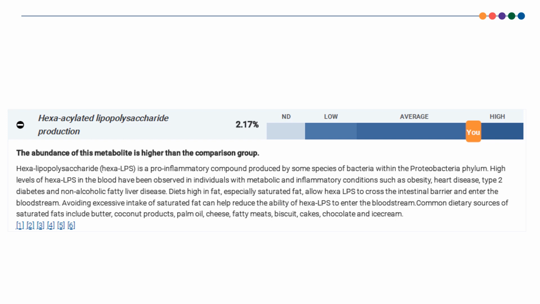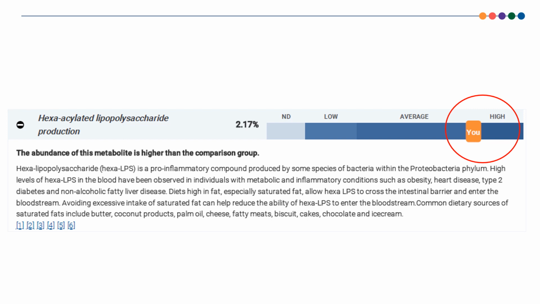Hexaacylated LPS, or hexa-LPS, is a pro-inflammatory component of certain bacteria and is associated with many diseases, including obesity, heart disease, and diabetes. Saturated fat helps to shuttle LPS across the intestinal barrier, so decreasing saturated fat can help reduce LPS from entering the bloodstream. In this example, this would be a good recommendation since the finding shows a high potential for the microbiome to produce LPS. The recommendation to reduce saturated fat can be found at the very beginning of the report, in the report summary section, which we already briefly discussed.